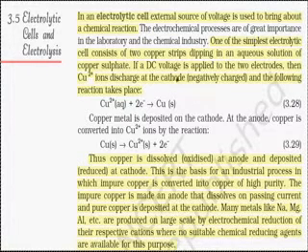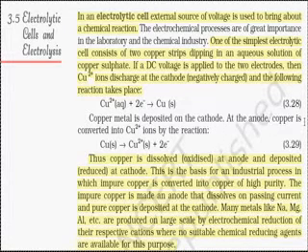One of the simplest electrolytic cells consists of two copper strips dipped in an aqueous solution of copper sulfate. If a DC voltage is applied to the two electrodes, then Cu2+ ions discharge at the cathode, that is the negatively charged electrode, and the following reaction takes place. So as you can see, reduction takes place at the cathode. Cu2+ plus 2 electrons gives you Cu. Copper metal is deposited on the cathode.